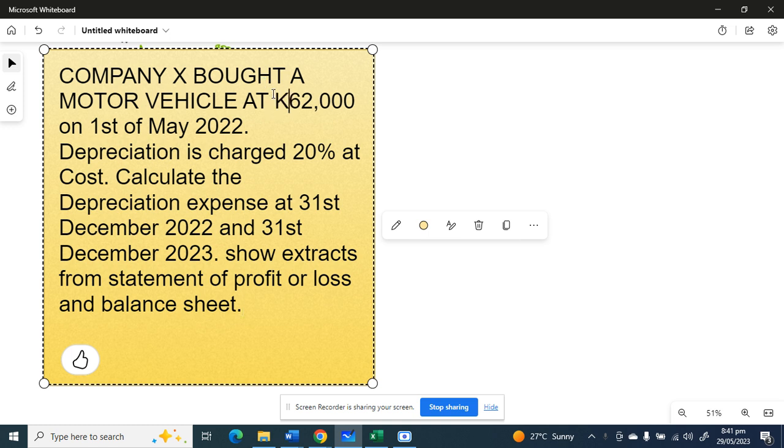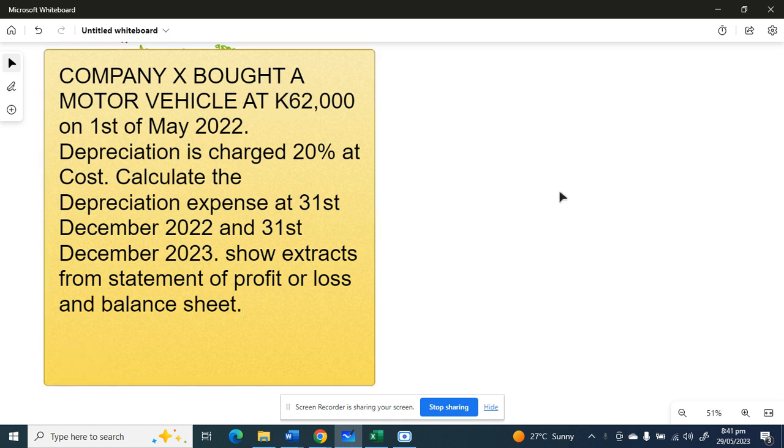All right. So first things first, depreciation is charged at 20% at cost. All right. So let's first tabulate the depreciation expense. So this is also the straight line method.